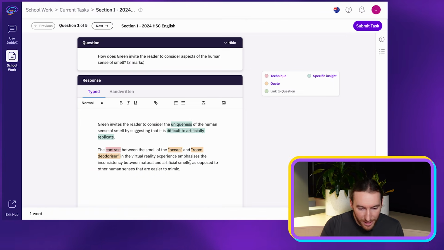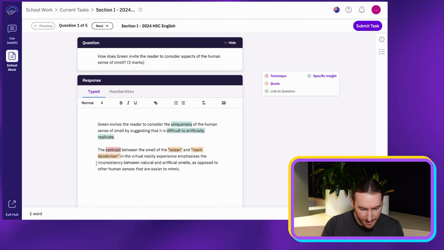So just kind of fleshing that out a little bit to make sure it's specific enough, but we're only saying one thing here about it, that there's a contrast between ocean and room deodorizer to show that it's not easy to replicate that, which is what we've said in the topic sentence. But we need to make sure we don't just repeat the topic sentence. We need to say something specific to these quotes, which is about a natural smell like the ocean. Ocean equals nature. That's why I'm saying natural, and artificial smells because of the room deodorizer. In terms of the link to the question, it's saying it is difficult to emulate.